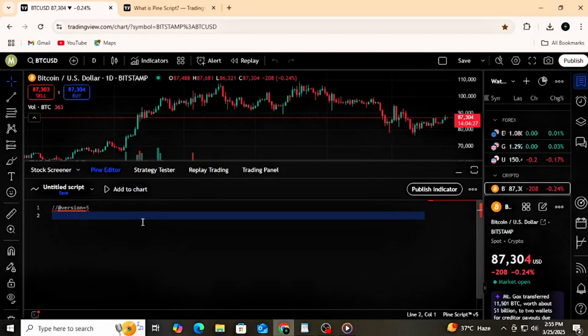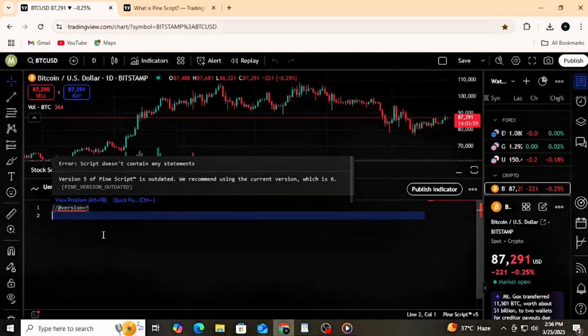PineScript allows users to create custom indicators, strategies, and alerts that enhance technical analysis. It provides built-in functions for analyzing market data, visualizing trends, and setting up trading conditions. One of the key advantages of PineScript is its simplicity. Even traders with little to no programming experience can quickly learn how to develop custom indicators and automate trading strategies.